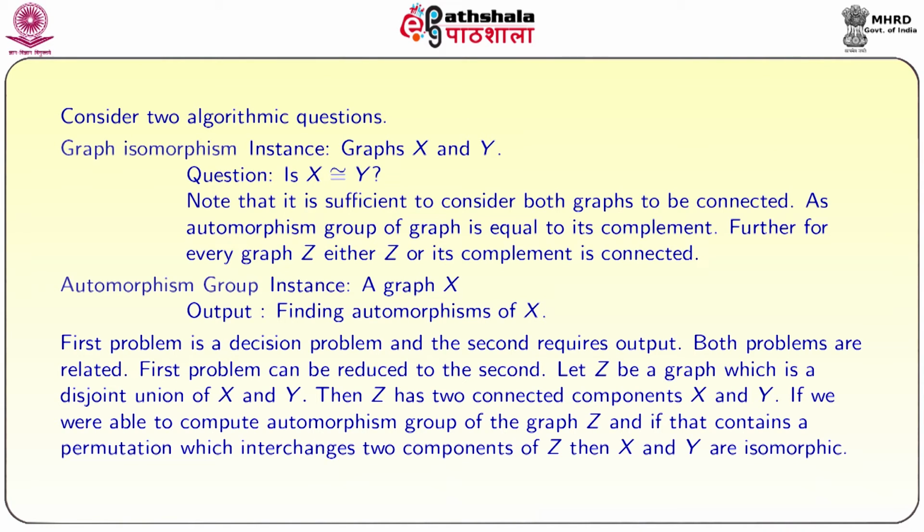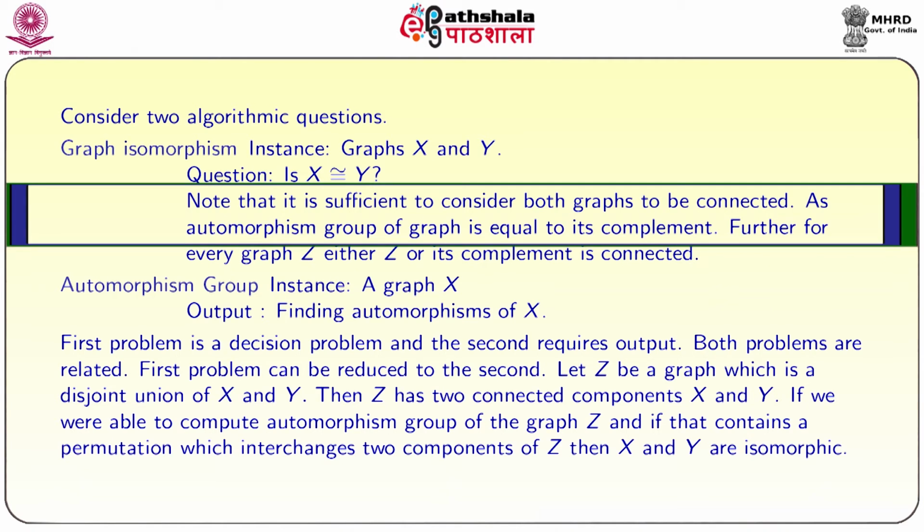Now, we are going to consider two algorithmic problems. The first one is the graph isomorphism problem. The instance for the graph isomorphism problem is two graphs X and Y. The question is: is X isomorphic to Y? So, we have two graphs X and Y, and we need to find out whether these are isomorphic or not. Note that it is sufficient to consider that both graphs are connected.